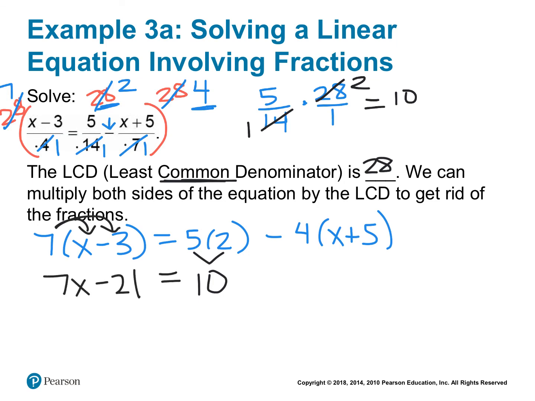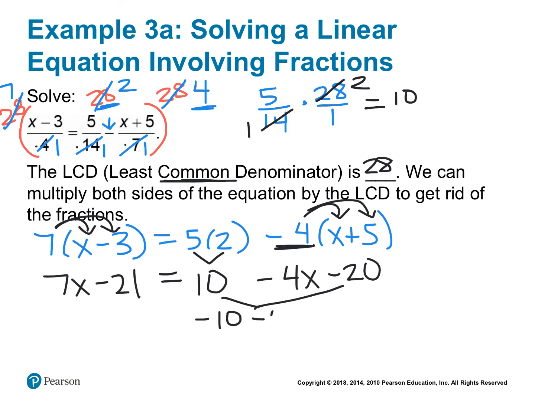Bring down my equal sign. I already said 5 times 2 is 10. Negative 4 times x is negative 4x. Negative 4 times positive 5 is negative 20. Now over here, I can combine my 10 minus 20 is negative 10. Then I still have my negative 4x. Bring everything else down that I haven't touched yet.